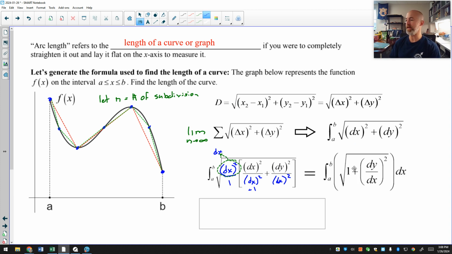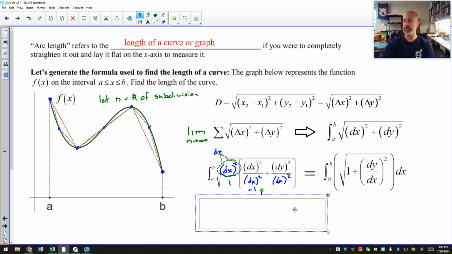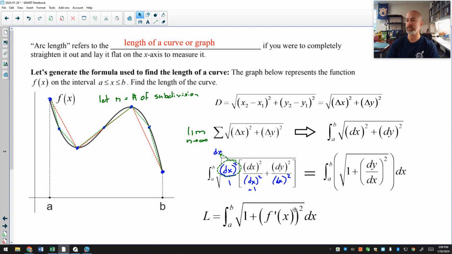And so I'm going to take that and tweak it into this formula. Now it looks maybe a little bit more familiar, more like an antiderivative. It's the integral from a to b of the square root of 1 plus dy dx all squared dx. And the last little tweak I'm going to make before you see the official formula for arc length is that I will change dy dx into f prime of x squared. And that is the formula we will be using for arc length.